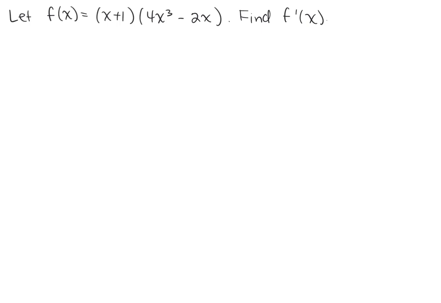In this function, I hope you can see that we're multiplying two things together. So this means that we are going to want to use the product rule. If you recall, the product rule says that we're going to take the derivative of the first part. I'm going to call this f of x, and let's call this second part here g of x.